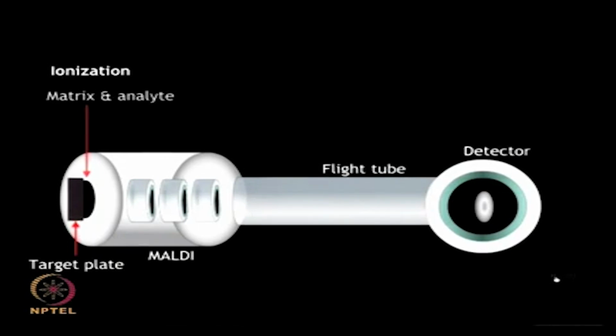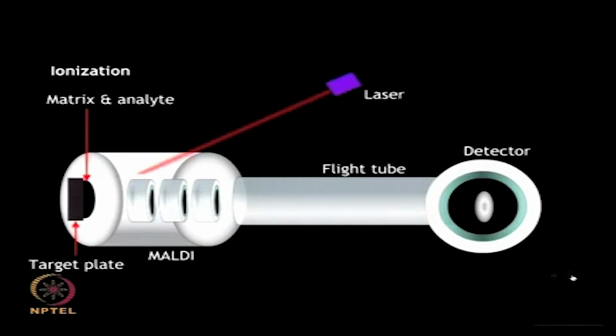The target plate containing the spotted matrix and analyte can be further placed in a vacuum chamber, where high voltage and short laser pulses are applied. The laser energy gets absorbed by the matrix and is transferred to the analyte molecules, which undergo rapid sublimation resulting in gas phase ions.